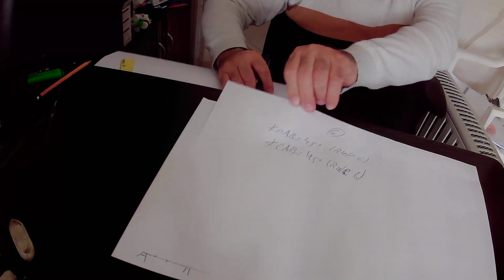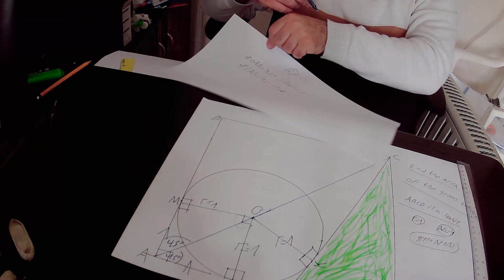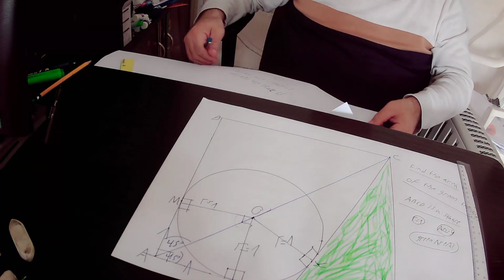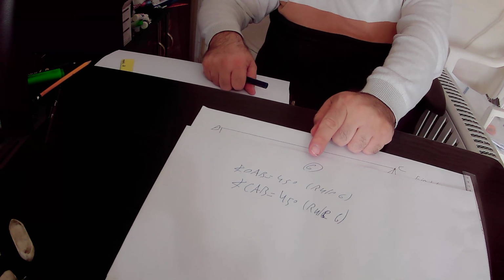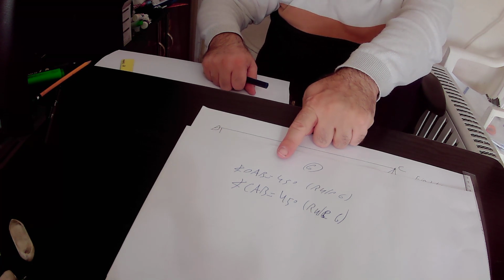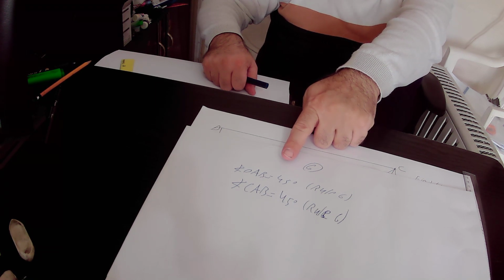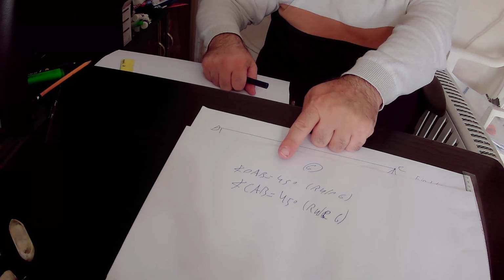Again, angle CAB equals 45 degrees according to rule number 6. So, from the fact that both angle OAB and angle CAB are equal to 45 degrees, we will conclude that those two angles are equal to each other. That is to say, angle OAB equals angle CAB.